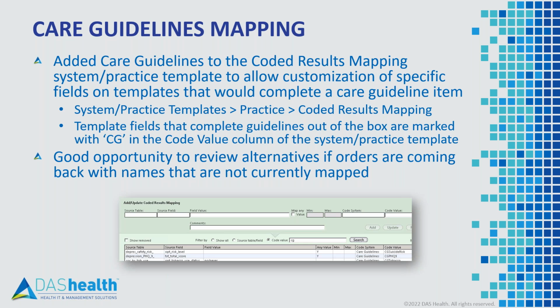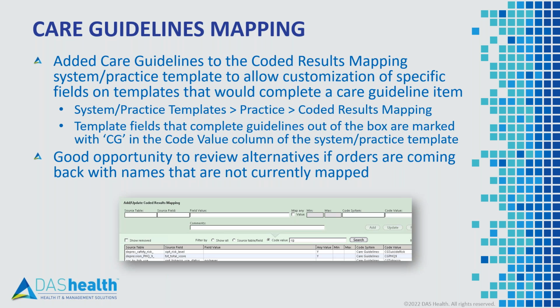What that does is allow your practice to designate specific fields on templates that, when they are selected or documented on, will mark a care guideline item as complete. It can be really helpful because in the past there were only certain out of the box ways that care guidelines could be completed. For example, for tobacco use, if a user documents something in the social history panel of the histories template, you would like that to complete a tobacco use care guideline. That is possible now.